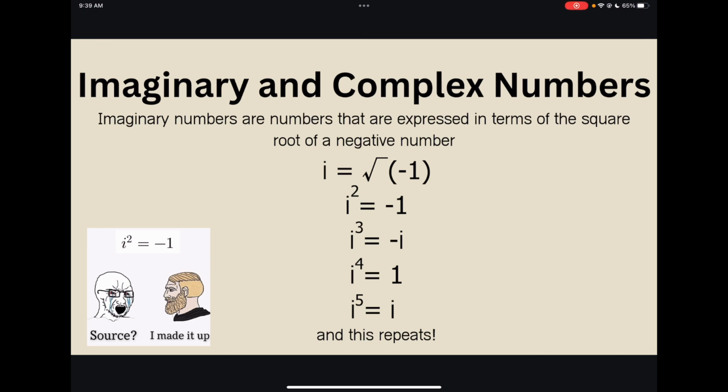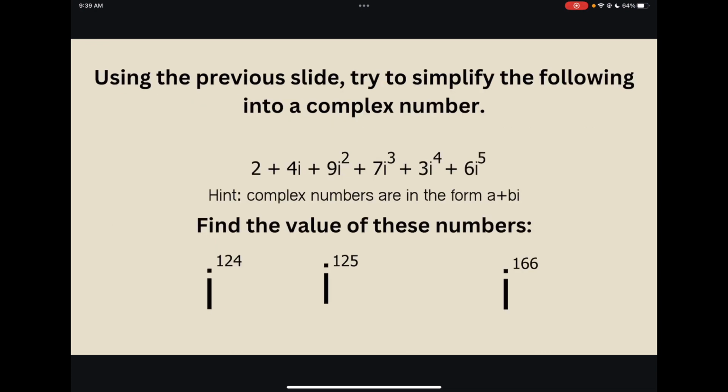Okay, imaginary and complex numbers. Imaginary numbers are expressed as the square root of -1, and basically i squared, i to the power 3, i to the power 4, it repeats itself, and you can use this pattern to simplify the following complex numbers, and we practiced a few.